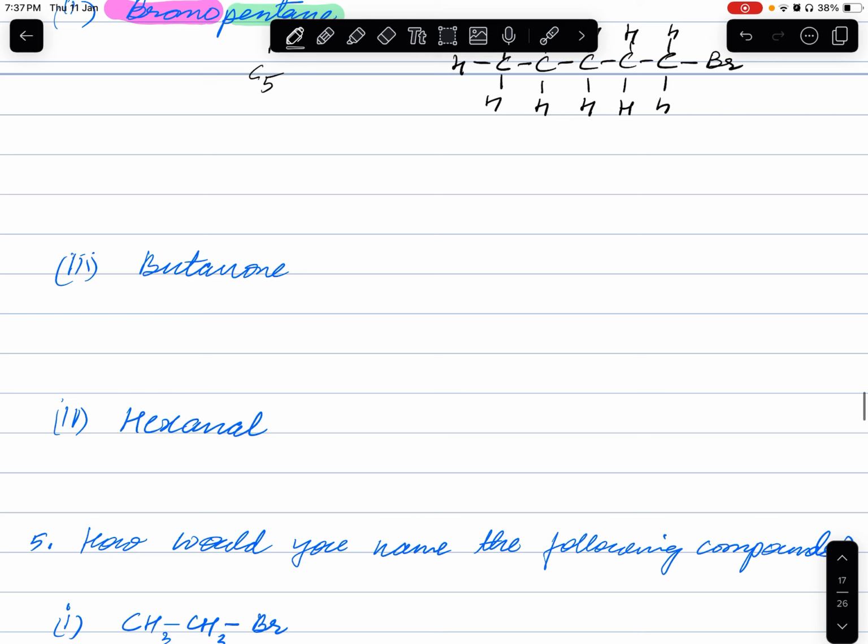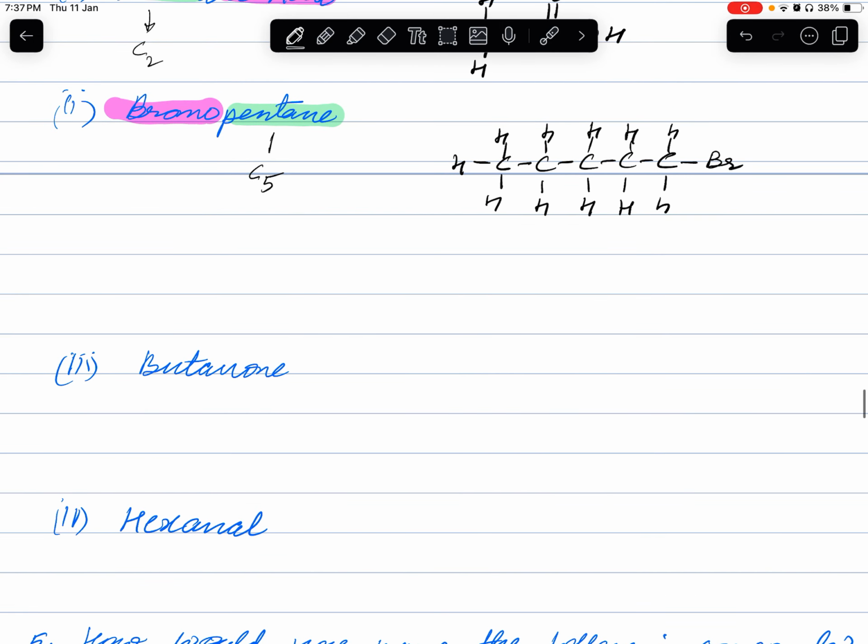Next is butanone. Now, in this case, again, the functional group is this one. Functional group is one.